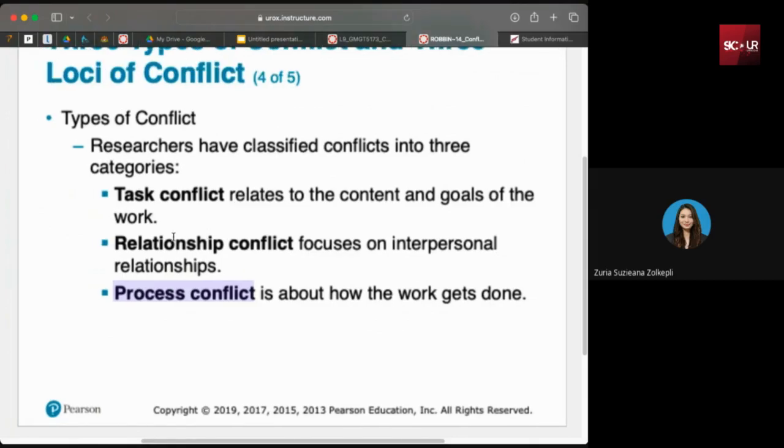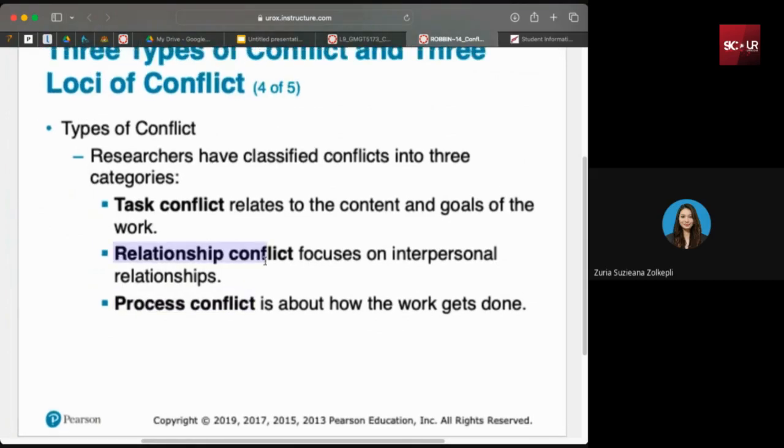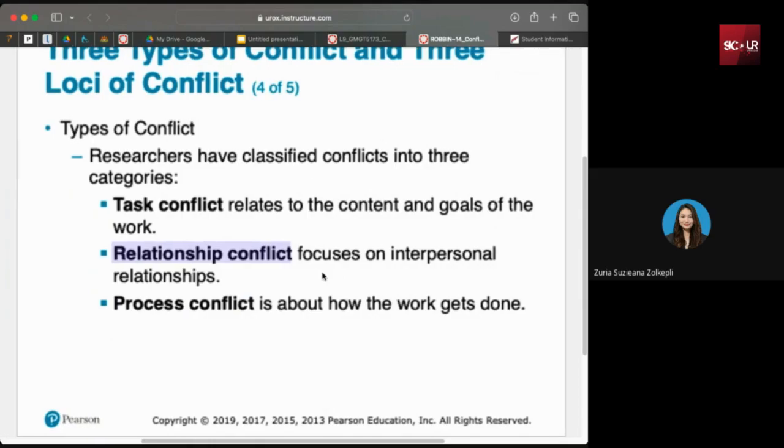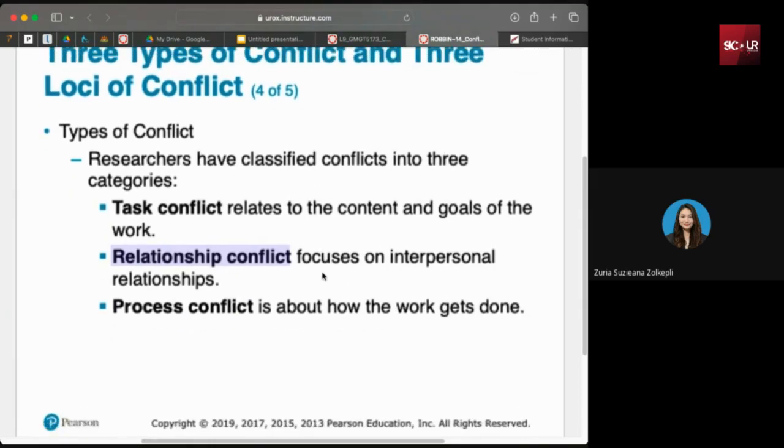Okay, relationship conflict ni kalau too many informal groups. Okay, if we have to form informal groups, it can lead to more relationship conflict because we involve a lot of personal life in it, and then we create small groups, small number of people, so it can lead to relationship conflict.